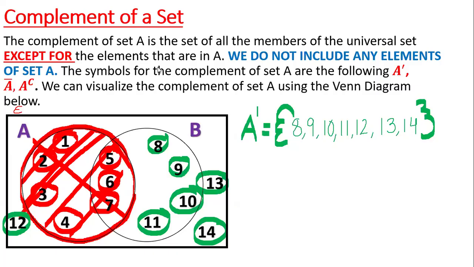So explain to me how we got a complement. We do not include elements in A, even the intersection. Okay. So for this one, do we include these ones in red? No, sir. Okay, why don't we include them? Because they're in A. So do we include these ones in green? Yes, sir. Why do we include them? Because they're outside of A.